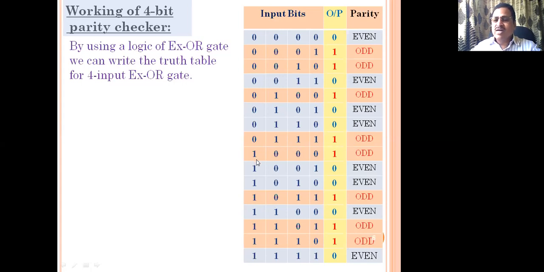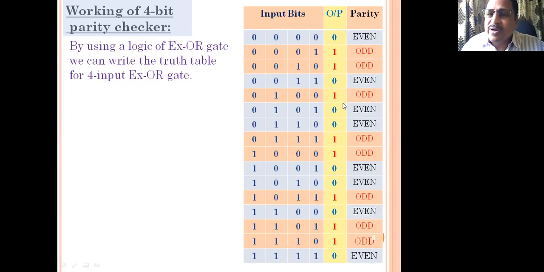Here a single 1, so the output is high. Here again 3 times 1, output goes high. Here 3 times 1, output goes high. Here in the case of 1, 1, 1, 0, the bit 1 appears 3 times, so the number of ones is odd, therefore the output is high. Here also the high output for the 4-input data represents that the parity is odd.